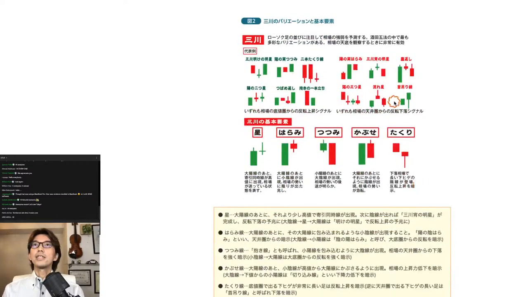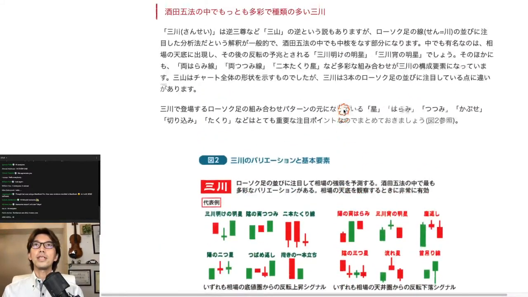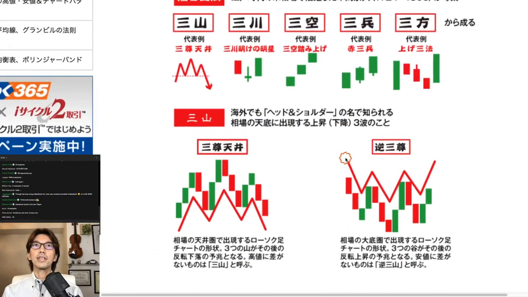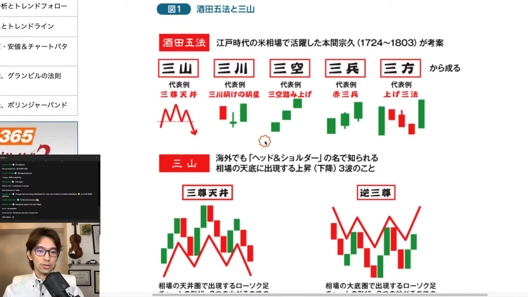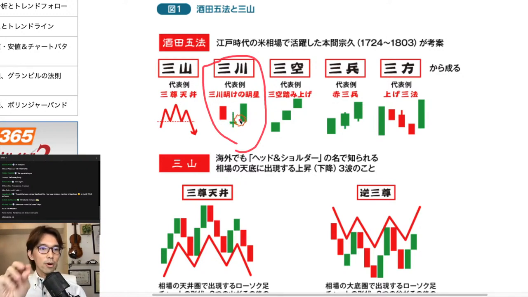So I will talk about these patterns. Hold on. I will talk about this one, what we call Sansen. Sorry, hold on, I have to launch the drawing tool. All right, there you go. Okay, so I will talk about this one, Sansen. This is called Sansen in Japanese. It is basically like a Doji candlestick appearing at the bottom of the market, right? The Doji candlestick appearing at the bottom of the market is called Sansen in Japanese.